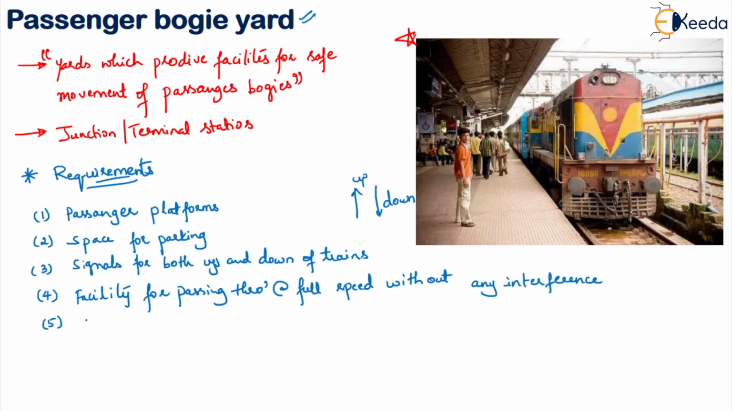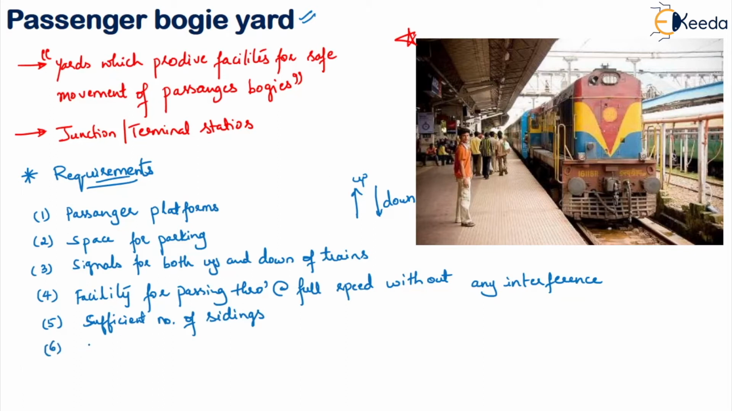Then there should be a sufficient number of slidings so that extra trains can go onto the slidings and stand there when they are not in use. So sufficient slidings should be there for extra bogies. After detaching from main trains, those bogies can be kept there unless they are again attached to a different train. That's why slidings are very important in passenger bogie yards.